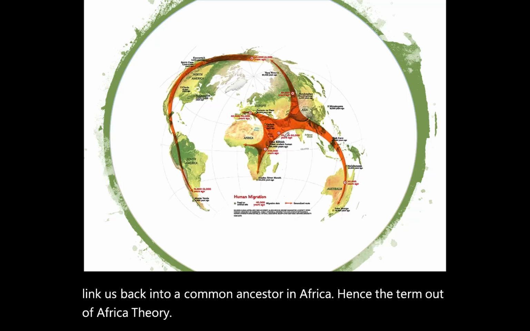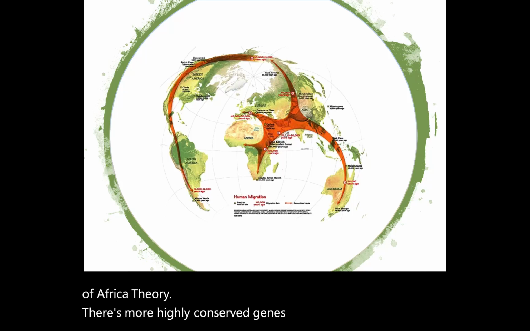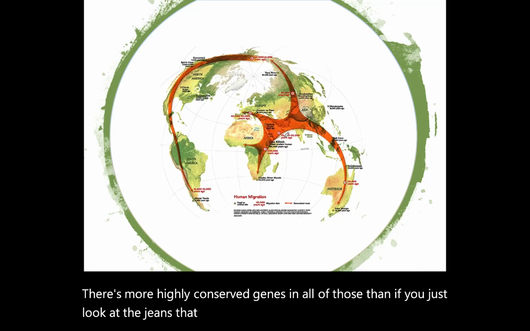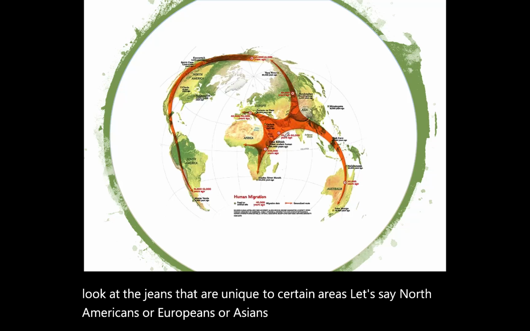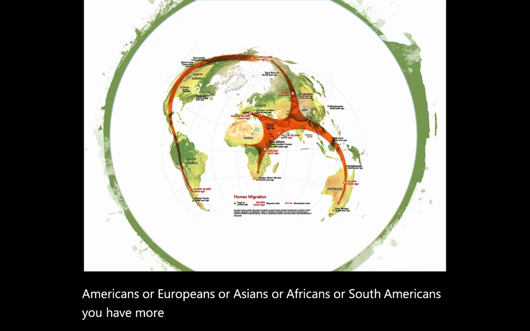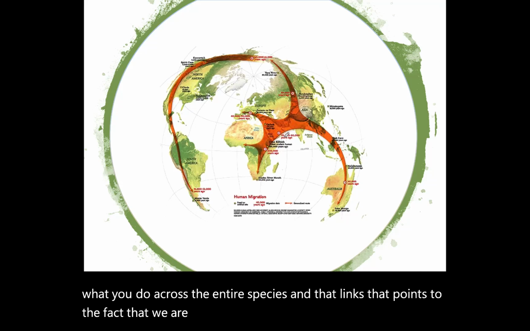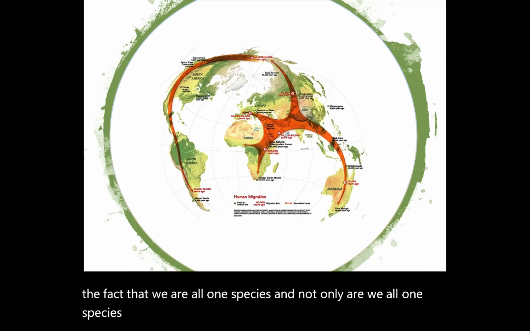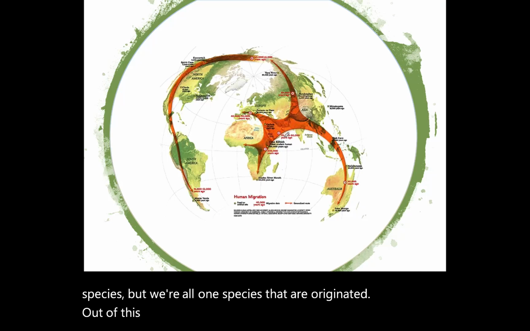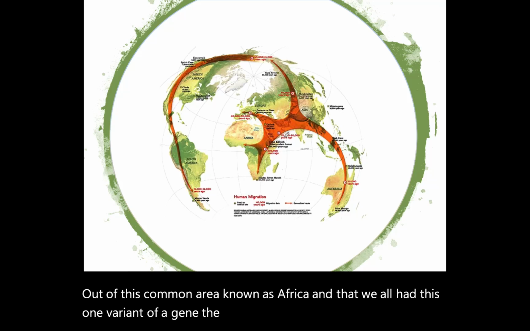There are more highly conserved genes across all of us than if you just look at the genes that are unique to certain areas, let's say North Americans or Europeans or Asians or Africans or South Americans. You have more genetic diversity within those smaller subgroups than you do across the entire species. And that points to the fact that we are all one species. And not only are we all one species, but we're all one species that originated out of this common area known as Africa.